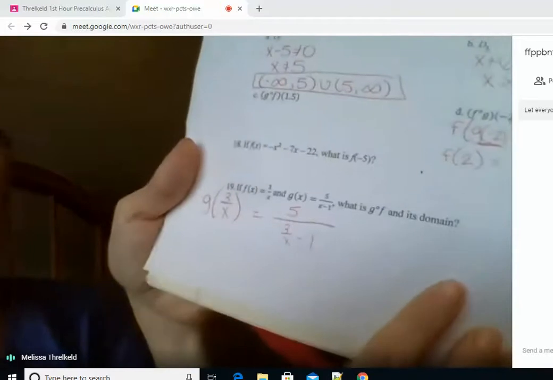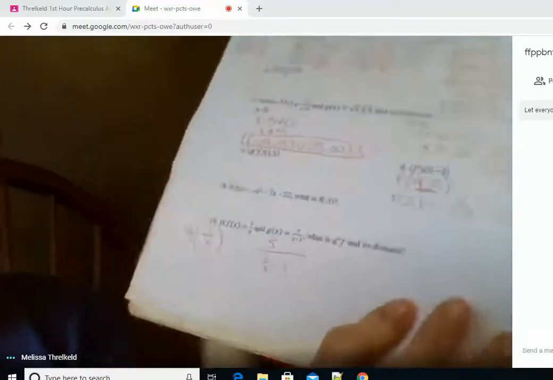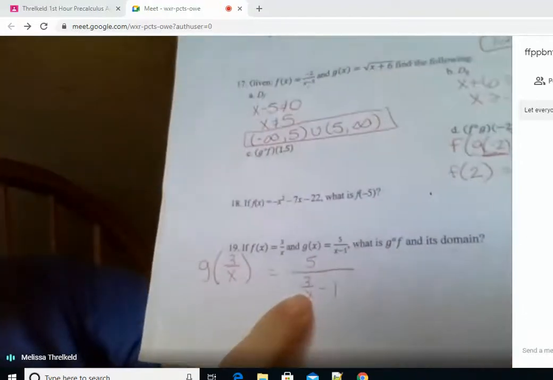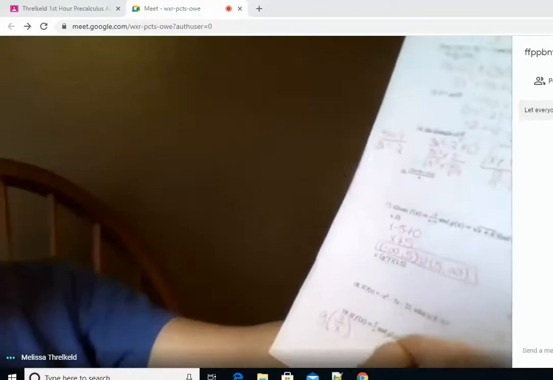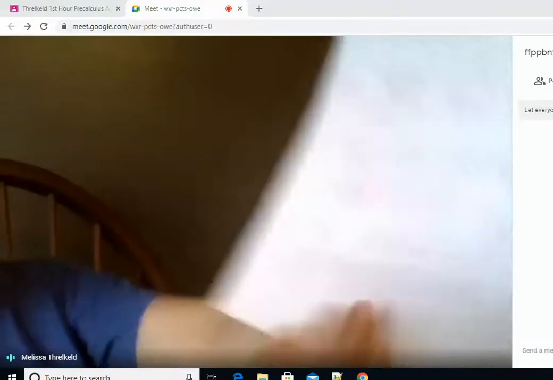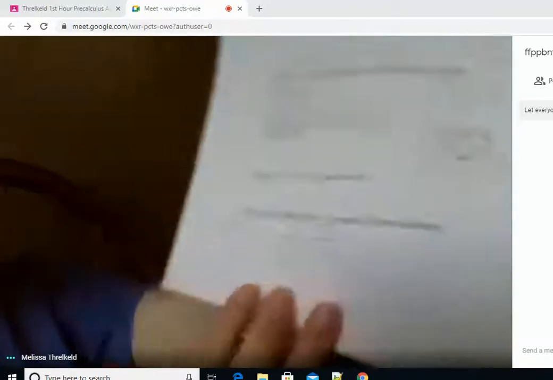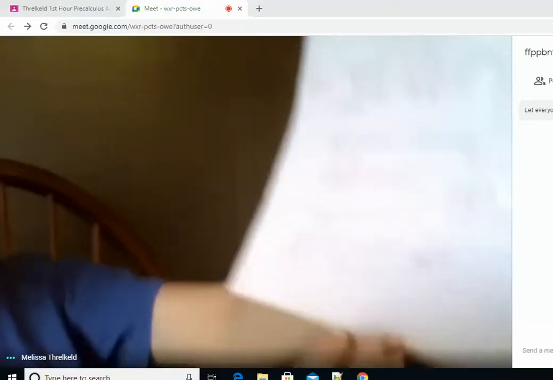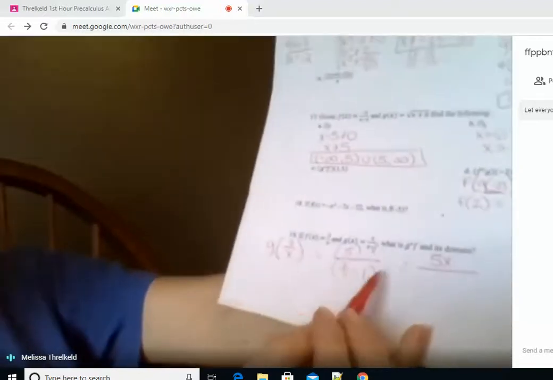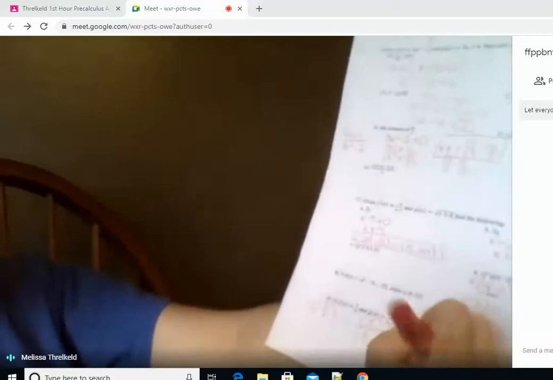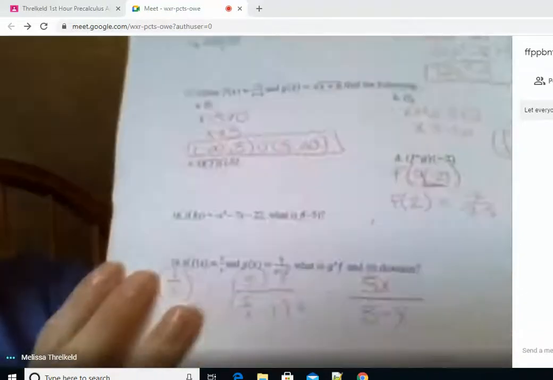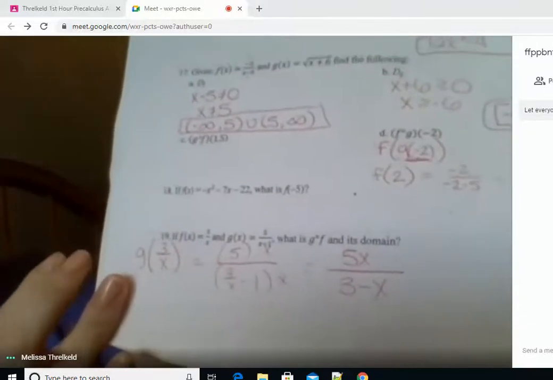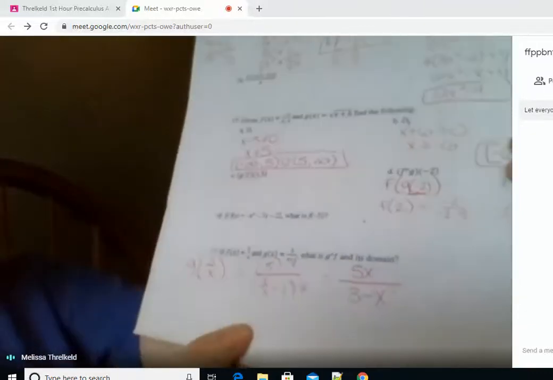Now shortcut here, you can't leave a fraction in a fraction. So if I look, this little fraction has an x on the bottom. All I'm going to do is take the top and bottom of this fraction and multiply it by x. So on the top, 5 times x is 5x. On the bottom, 3 over x times x is a 3, minus 1 times x is x. So there's my composition.